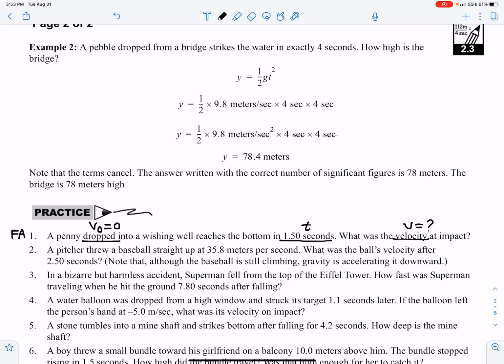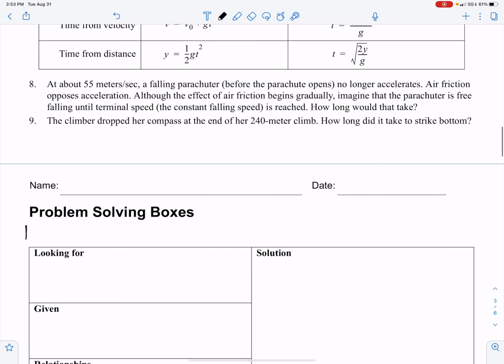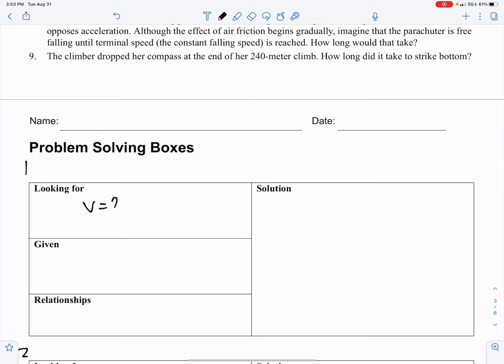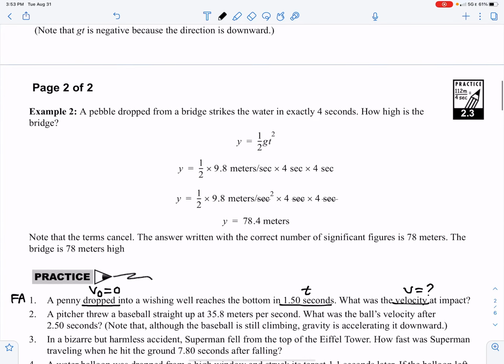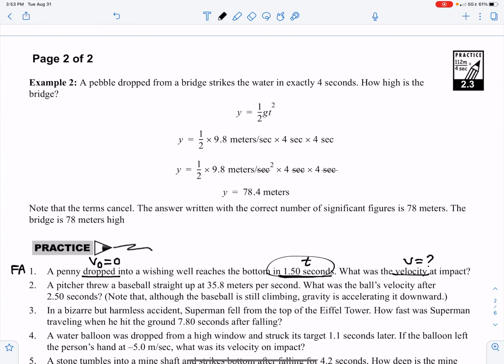Let's organize this in our problem-solving box. We are looking for v. The other variables would be y, v naught, g, and t. Now, we don't know how far the penny fell. We do know it fell from rest, y naught equals 0, v naught equals 0. We know that the g, the acceleration due to gravity, is negative 9.8 meters per second squared. And we do know it fell for 1.5 seconds.